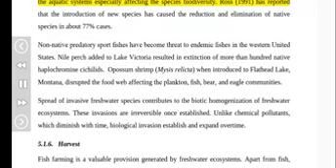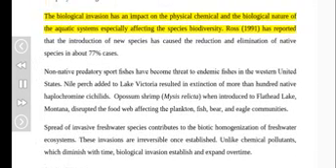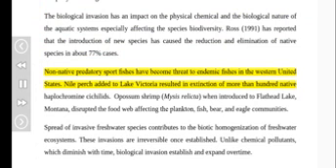The biological invasion has an impact on the physical, chemical, and the biological nature of the aquatic systems, especially affecting the species biodiversity. Ross 1991 has reported that the introduction of new species has caused the reduction and elimination of native species in about 77% of cases. Non-native predatory sport fishes have become a threat to endemic fishes in the western United States. Nile perch added to Lake Victoria resulted in extinction of more than 100 native haplochromine cichlids.